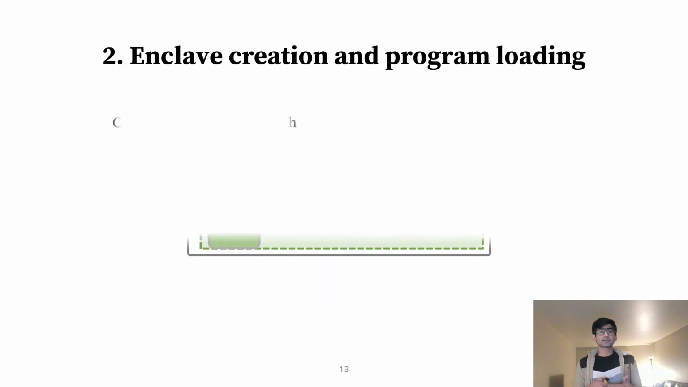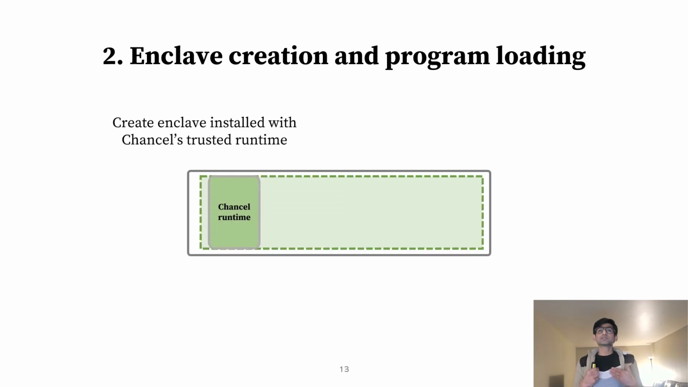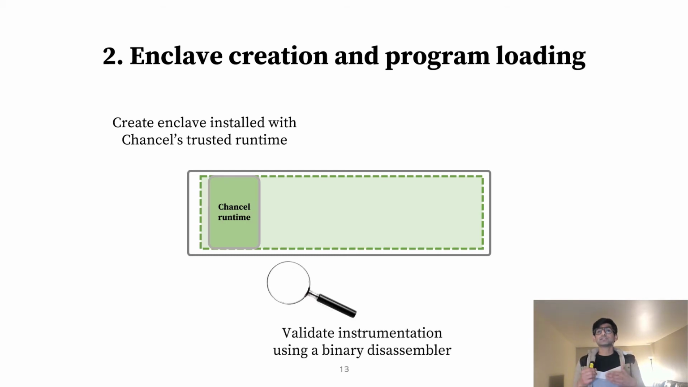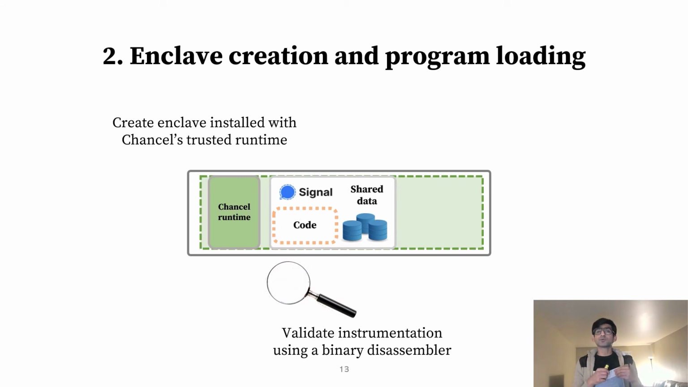So the second part is to create an enclave program and load the instrumented program into the enclave. The first thing is Chancel will create an enclave in which Chancel's trusted runtime will be installed. Then Chancel's trusted runtime, which has a binary disassembler installed, will take a look at the instrumented program that is provided by the program developer. It will make sure that the program is actually instrumented using the disassembler.